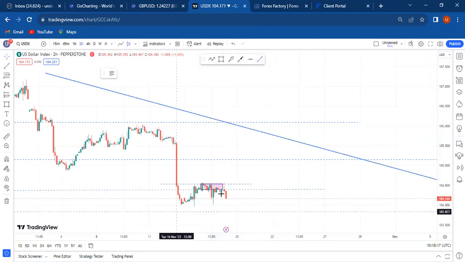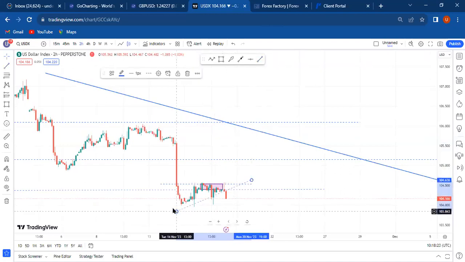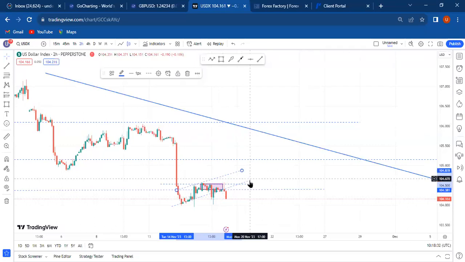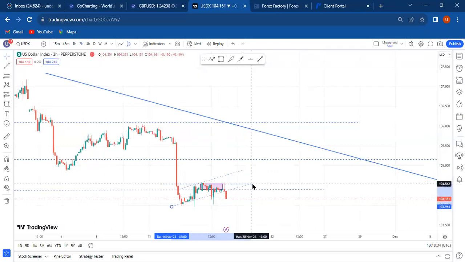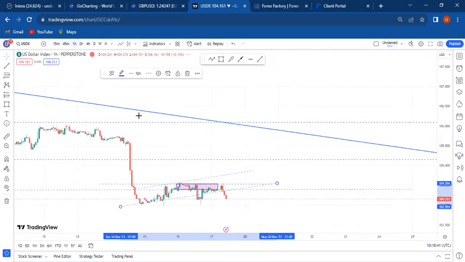Now, if you are trading a pattern called a flag pattern, how many of us know what a flag pattern is? You can see price broke through the flag. So definitely, what are we expecting? We are bearish on the dollar, right? We are bearish on dollar indices. So everything we are doing on dollar is sell.